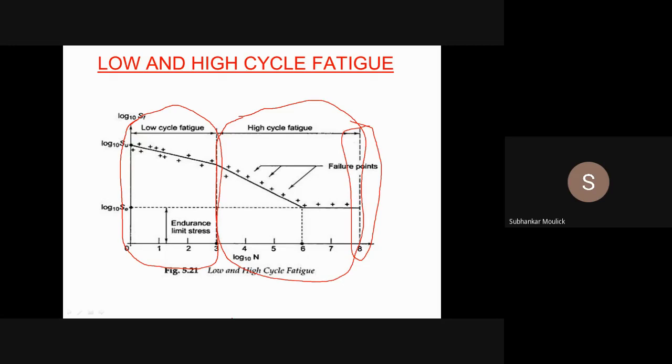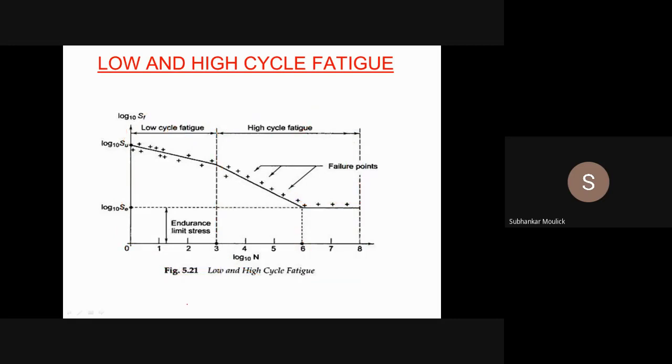Where do you get the endurance limit stress? You get the endurance limit stress in the high cycle fatigue region, because at 10 to the power 6 cycle the fatigue phenomenon is observed in the specimen from that particular experiment, and from this point only the stress value will be constant till 10 to the power 8 cycle. In low cycle fatigue you don't get any kind of endurance limit stress. Is the difference between low and high cycle fatigue clear?